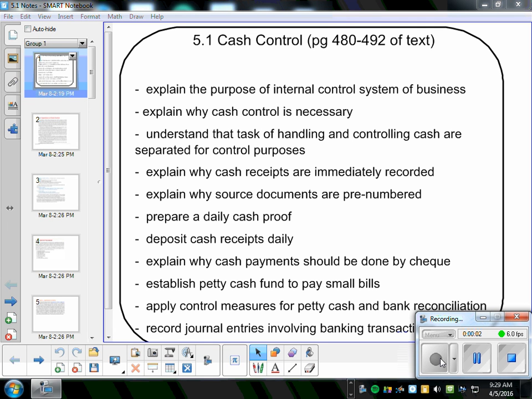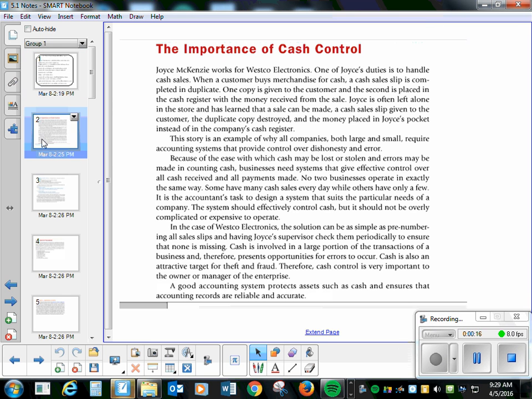So this module is talking about cash control and banking. Today we're going to talk about just cash control, following on pages 480 to 492 of your textbook. I'm not going to go through what we're going to learn today, but basically we're going to talk about cash control.